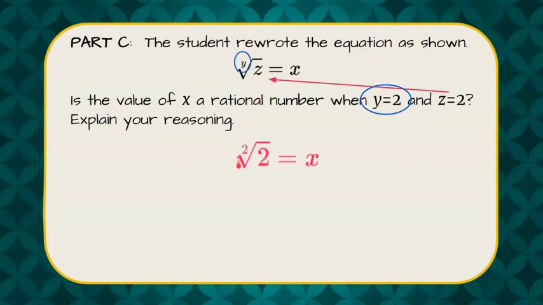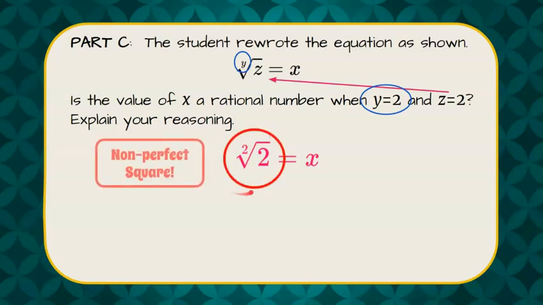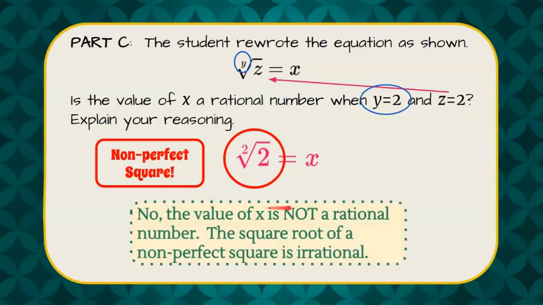So let's rewrite that. The index of 2 makes that a square root. Remember, a square root has an invisible 2 there. So we're going to say that the square root of 2 is a non-perfect square. There is no number, no whole number or integer, that when multiplied by itself will equal 2. So no, the value of x is not a rational number because the square root of a non-perfect square is irrational. Again, all non-perfect squares and non-perfect cubes are irrational numbers.